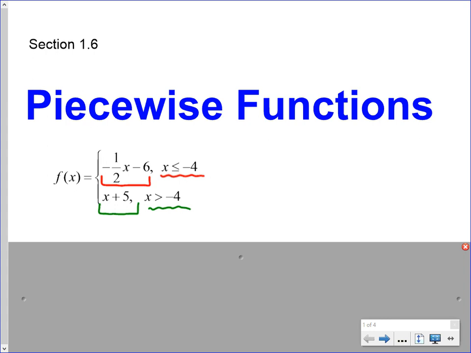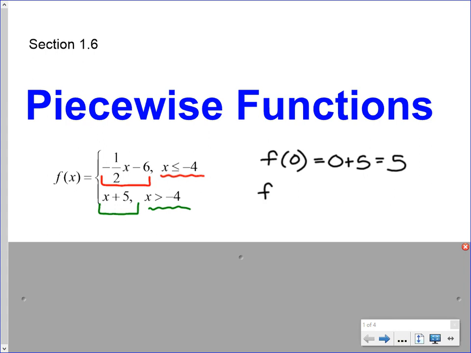We're going to do some graphing here in just a minute, and we'll be making some t-charts or tables of values. But just to give you an idea of how this works, if I were asking you to evaluate this piecewise function at f of 0, you would look at your x value, which is 0, and say, is that 0 less than or equal to negative 4 or greater than negative 4? Well, 0 is greater than negative 4, so we would use the second function, x plus 5, and do 0 plus 5, which is equal to 5. So now we know the point (0, 5) is on our graph.